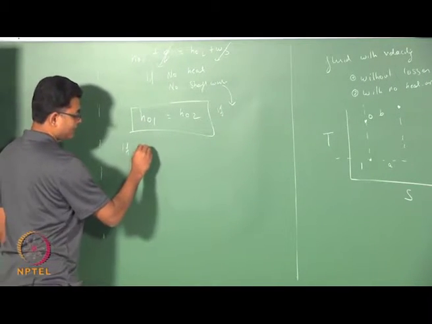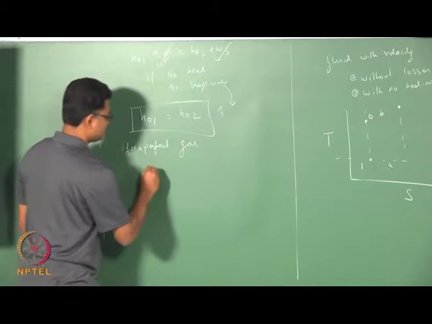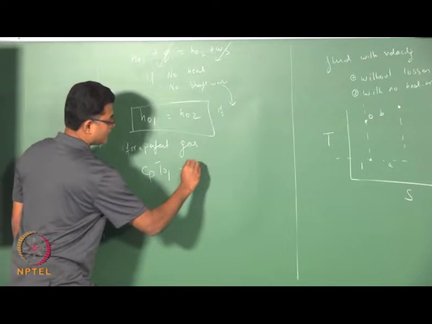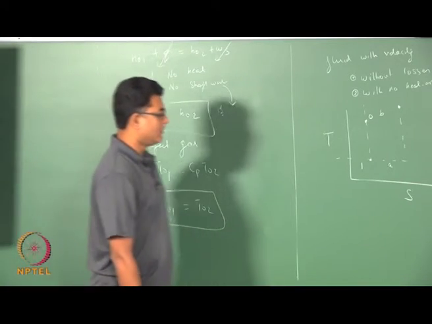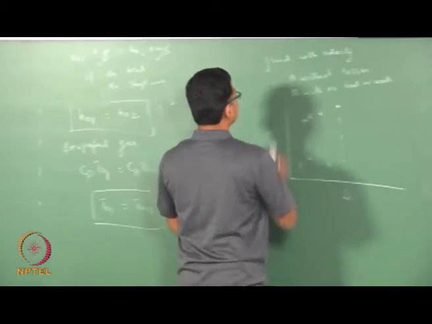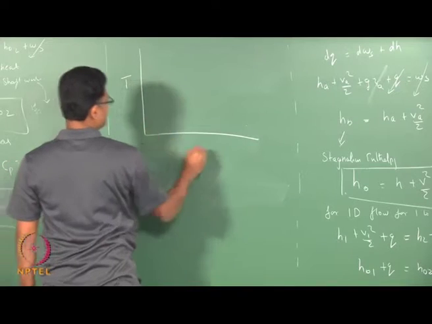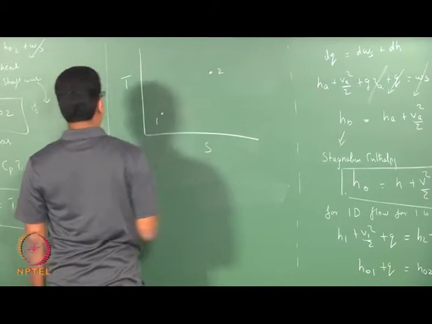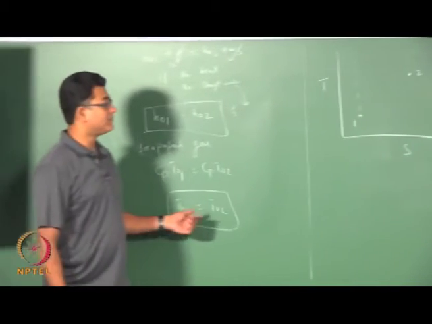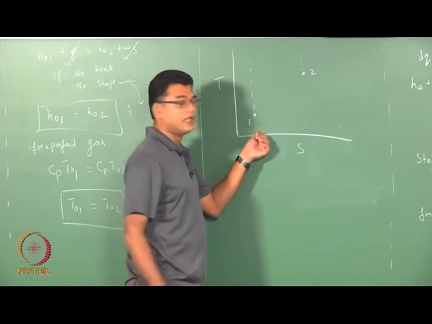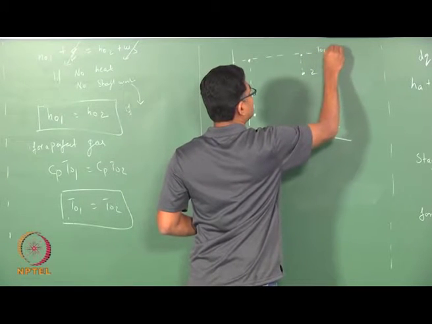Now if the gas is a perfect gas, I can rewrite this as Cp T01 equals Cp T02, or T01 equals T02. Which means in the diagram, on the T-s diagram, points 1 and 2, my stagnation temperatures are same. So the stagnation temperature associated with state 1 is same as the stagnation temperature associated with state 2. So these are same.